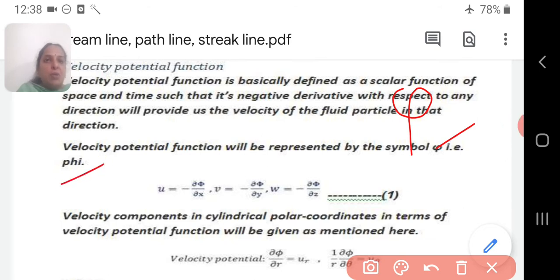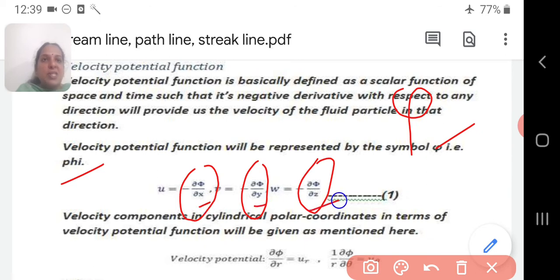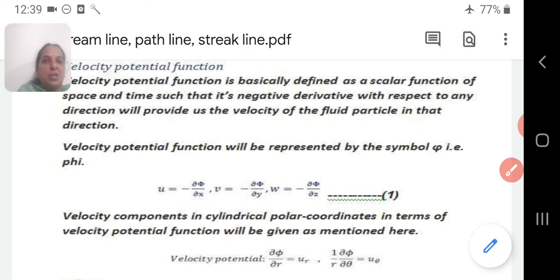So u is the velocity in the x direction. The velocity potential function is given by the negative derivative with respect to the direction. So u is equal to minus ∂π/∂x. Similarly in the y direction, v is equal to minus ∂π/∂y, and in the z direction, w is equal to minus ∂π/∂z. From this, you will be able to know it is a scalar function of space and time, whose negative derivative with respect to any direction, x, y or z, will provide us the velocity of the fluid flow in that direction. That is, it provides the velocities u, v and w in the corresponding directions.